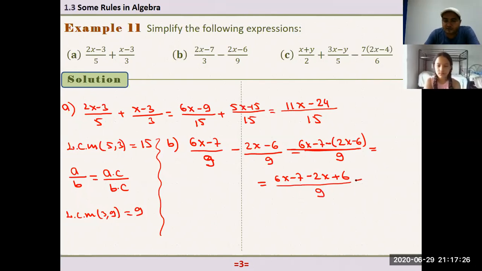Okay, now we can simplify this. We know how to simplify this kind of expression, right? 6x minus 2x, that is 4x. Negative 7 plus 6, what is it? Negative 7 plus 6 is negative 1. So here we have 4x minus 1 over 9. Okay, so we have expressed the given fractions as a single algebraic fraction.